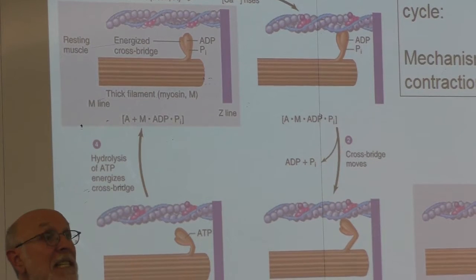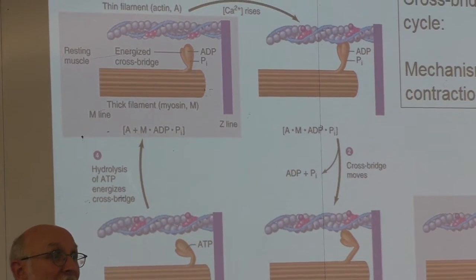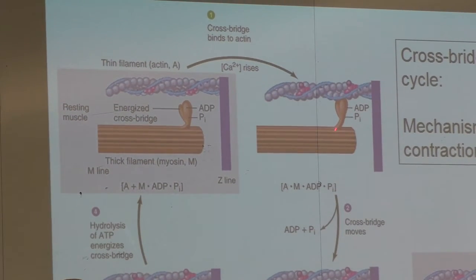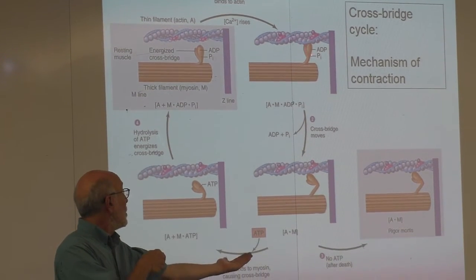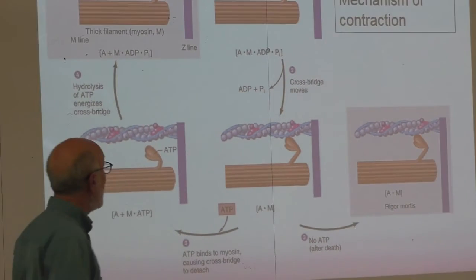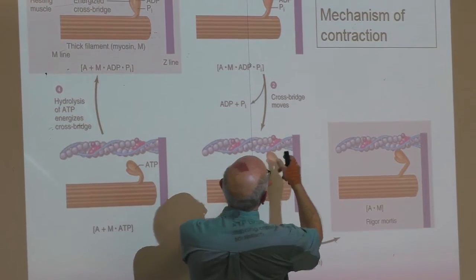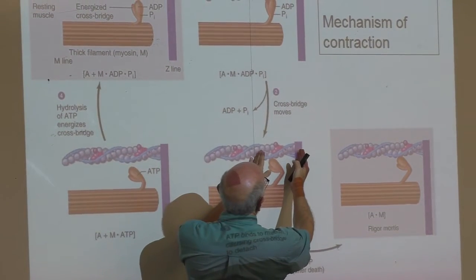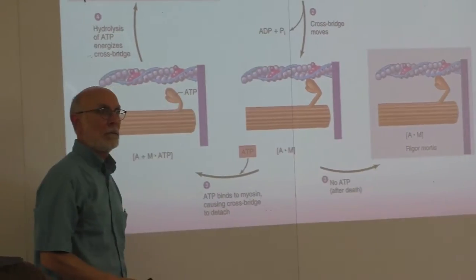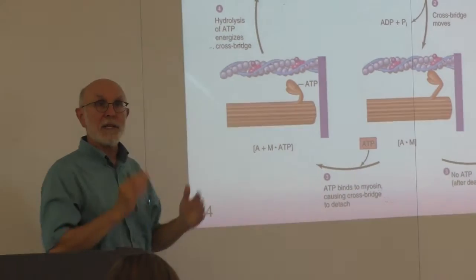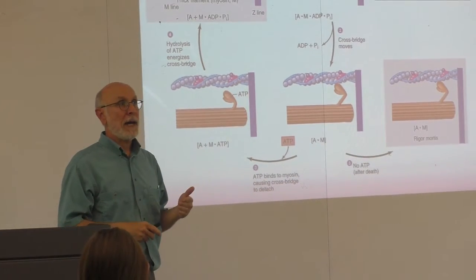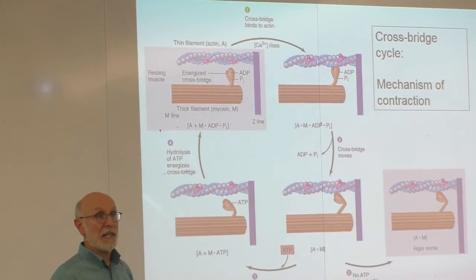ADP and phosphate dissociate. That dissociation causes a further conformational change, and this is the power stroke. The head goes from an extended configuration to a flexed configuration. That's the power stroke because the myosin is attached to the actin, and it has now moved the actin, pulling the Z disc closer to the other Z disc on the other side, making the muscle get shorter. There's the power stroke right there, triggered by ADP and phosphate dissociation.